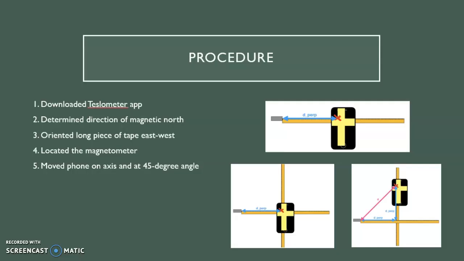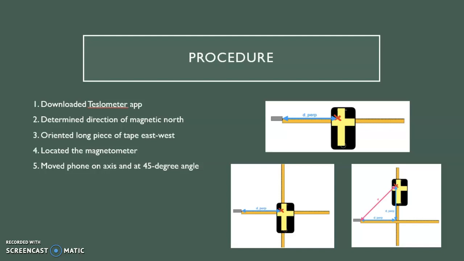For the procedure itself, I first downloaded the Teslometer app on my phone. Then I determined the direction of magnetic north by rotating my phone on my desk until the x component of the magnetometer equaled 0. Then I oriented a long piece of tape with marked increments in centimeters, oriented east to west. After this, I located the magnetometer by sliding my phone perpendicular to the tape in the x and the y direction, noting that the z component should not change.